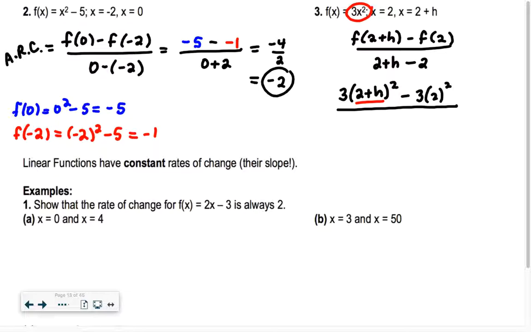What does the denominator become? 2 plus h minus 2? How do I simplify it? It's just an h, right?